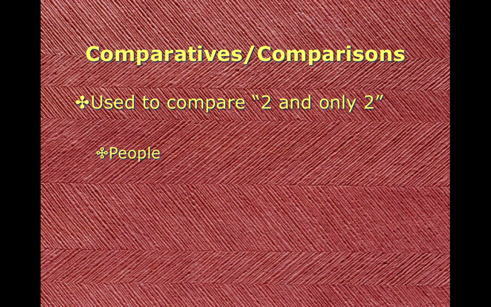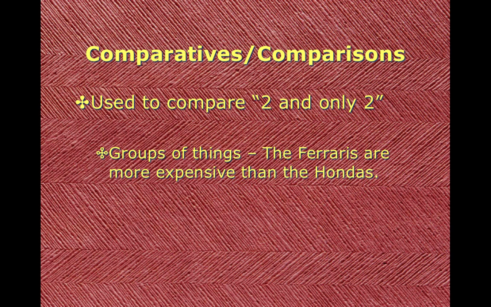We can also compare two and only two people, such as Bob, who is one person, is taller than Mike. Mike is another person. I'm comparing two people. And again, I have that ER word in there, taller. It could also be two and only two groups of things, such as the Ferraris, that's one group of things, are more expensive than the Hondas, and the Hondas is another group of things. So even though it's multiple, there still are only two groups of things.